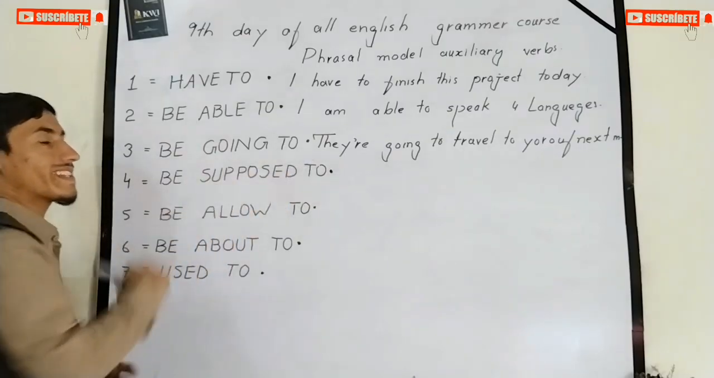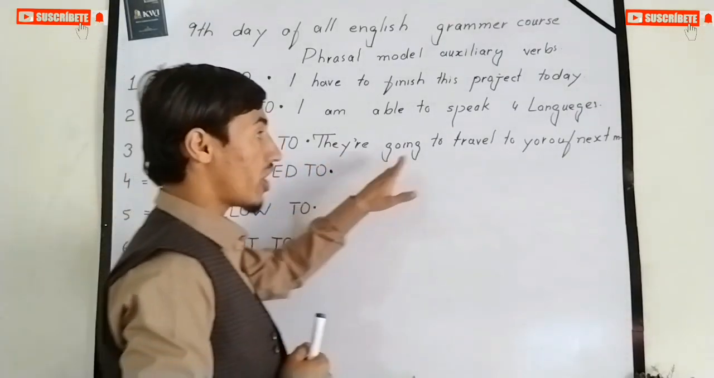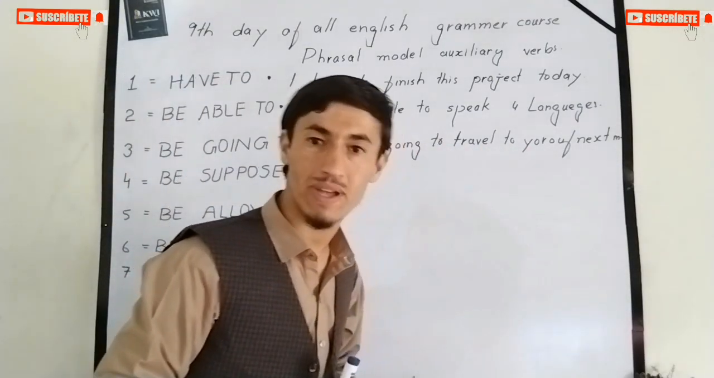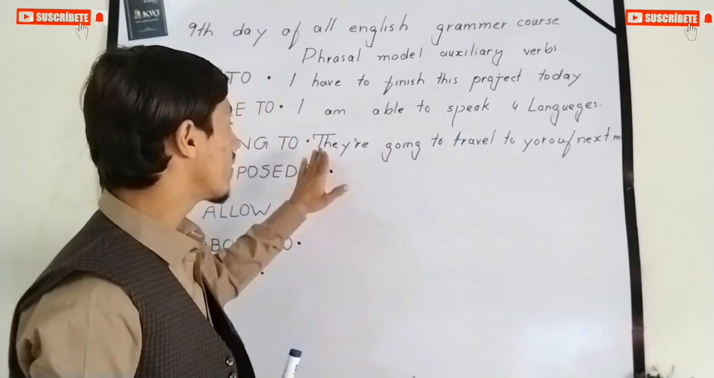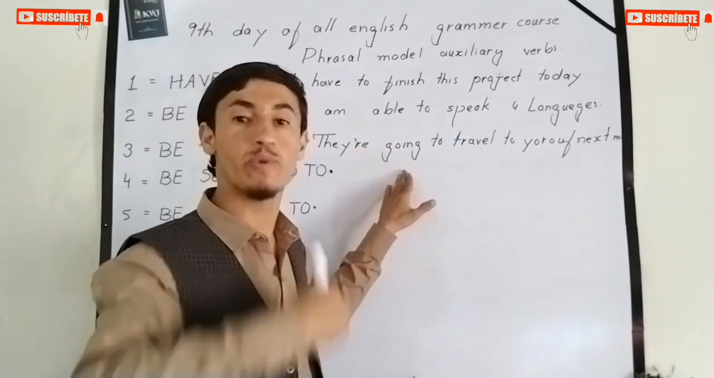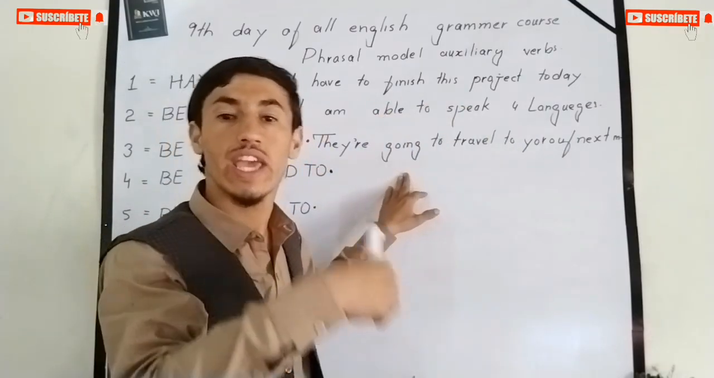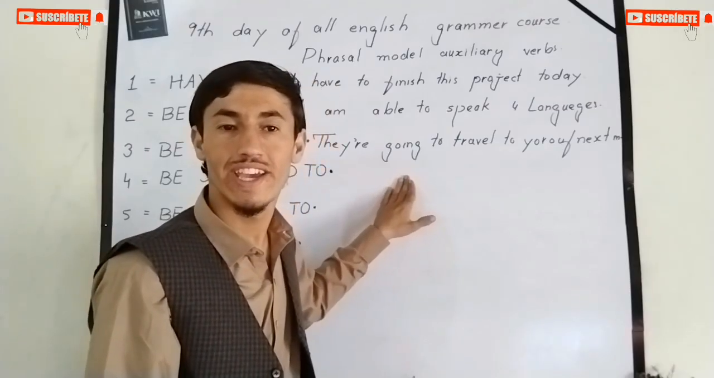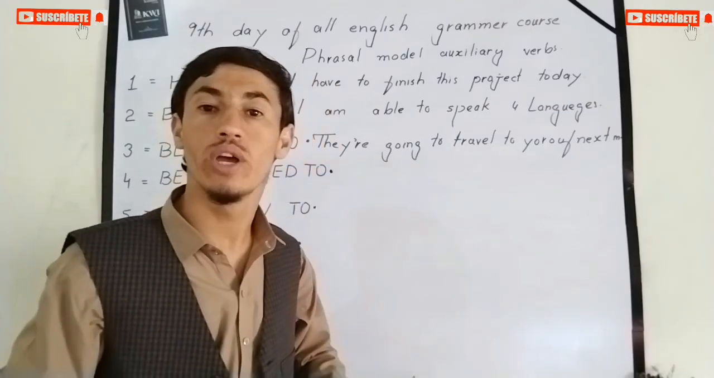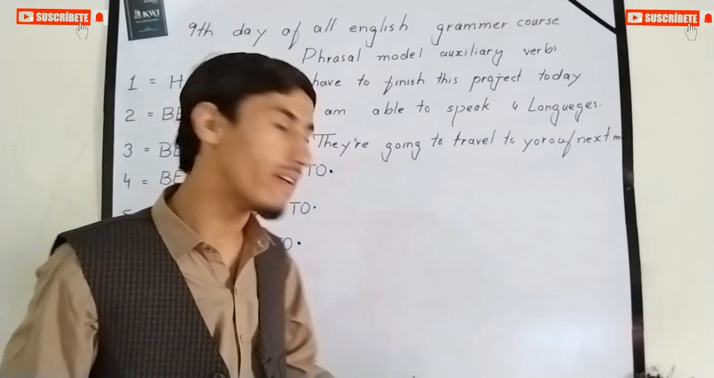So this is a sentence. They are going to travel to Europe next month. Going to shows the future plan or intention. It means they have intended to go to Europe next month.